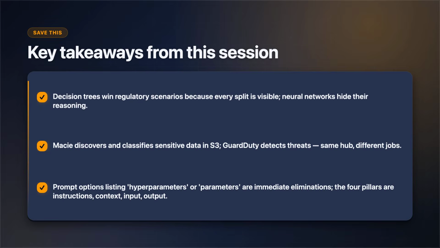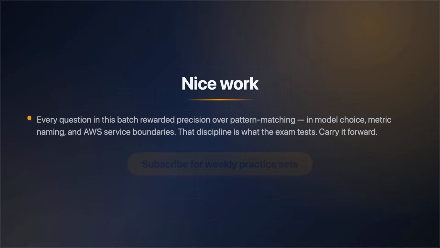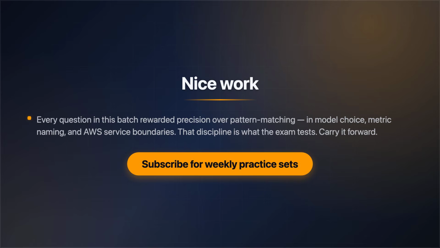3 takeaways from this session. First, decision trees win regulatory scenarios because every split is visible. Neural networks hide their reasoning. Second, Macie discovers and classifies sensitive data in S3. GuardDuty detects threats. Same hub, different jobs. Third, prompt options listing hyperparameters or parameters are immediate eliminations. The 4 pillars are instructions, context, input, output. Every question in this batch rewarded precision over pattern matching in model choice, metric naming, and AWS service boundaries. That discipline is what the exam tests.